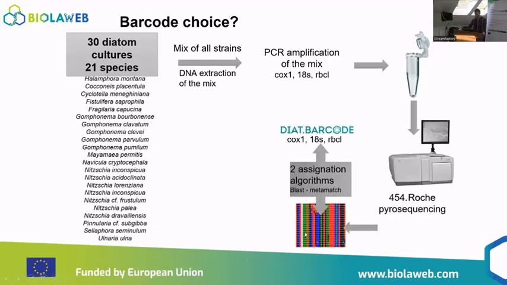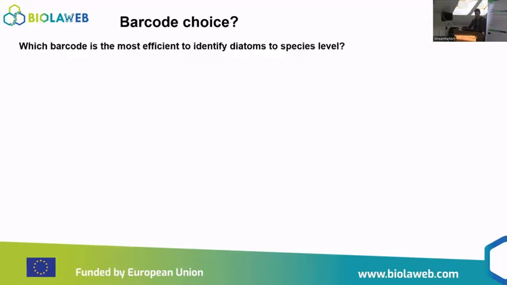So we sequenced that, and all the sequences we compared them to DiatBarcode with two different algorithms. You didn't talk about these algorithms. It was 10 years ago because we are using new things now, which are more up to date. And then we compared the floristic lists between COX-1, 18S, and RBCL. So the question is, which barcode is the most efficient to identify Diatoms to species level?